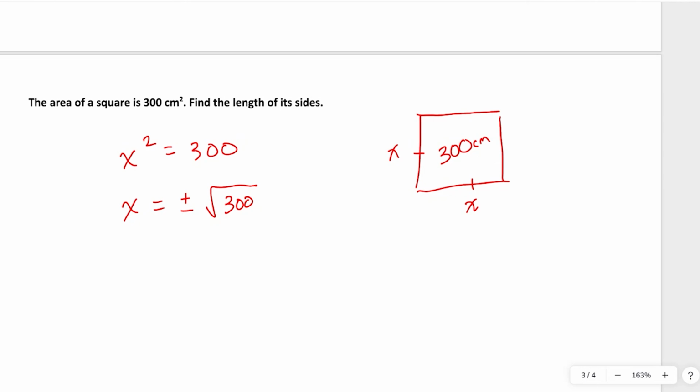Algebraically, this is a solution. Negative root 300 is a solution to the equation, but the equation is really just a means to an end, a means to find that missing side length. So we get this sort of erroneous solution. Just be aware that when you're solving these, especially when you're dealing with a geometrical object, oftentimes the negative solution is just meaningless. So we're going to disregard the negative solution.